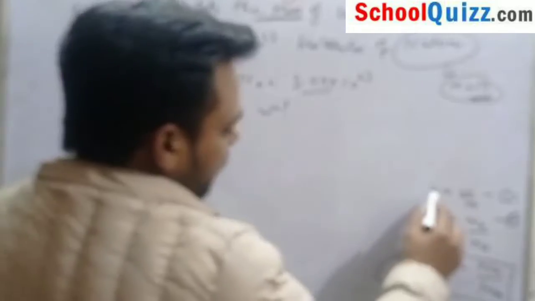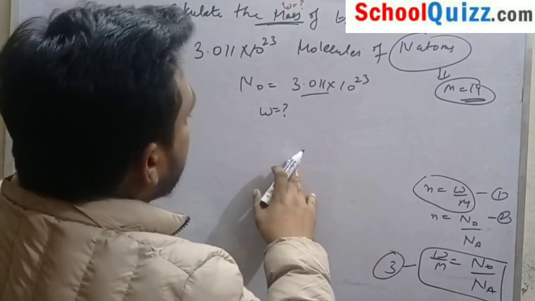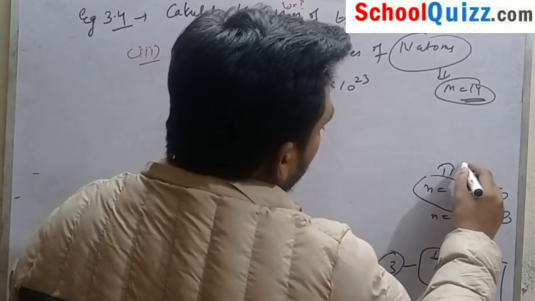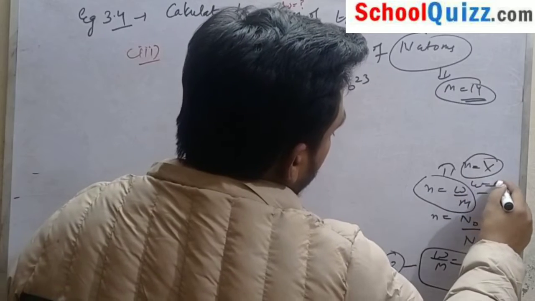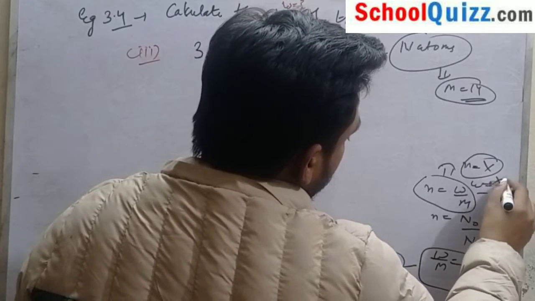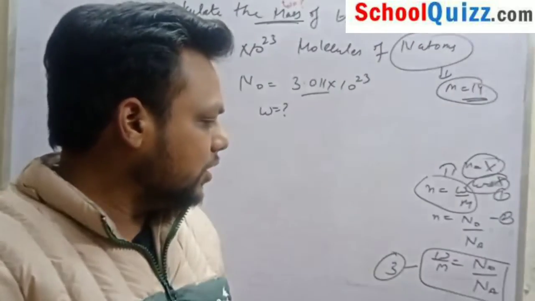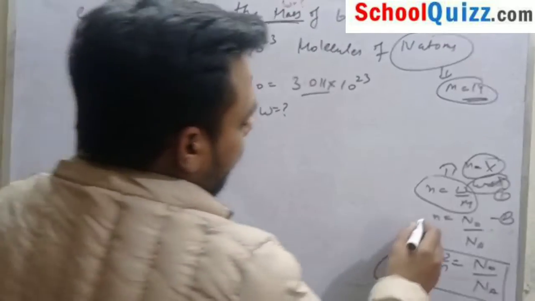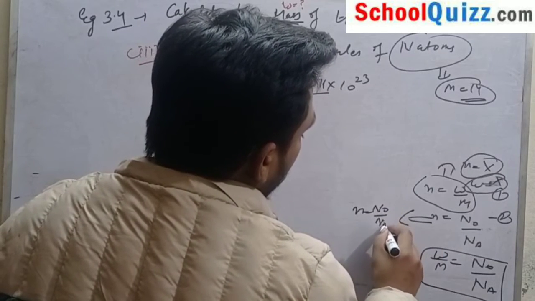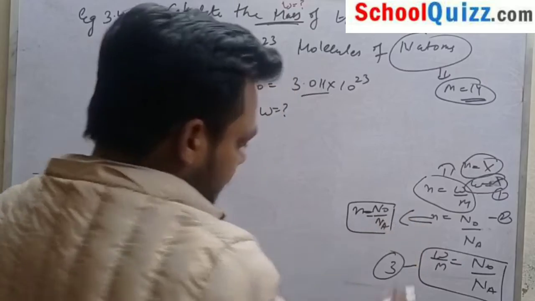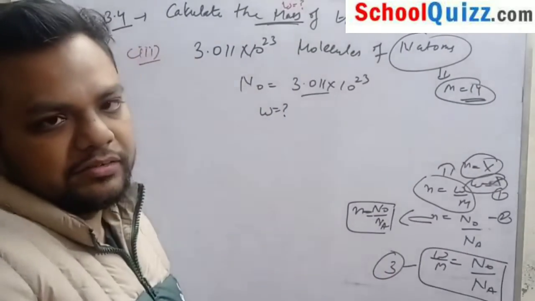Suppose we apply W upon M. We don't have the value of n, and we don't have the value of W. So how can we apply the formula? We can't apply formula number 1. Now we will move to formula number 2, that is n equal to N naught upon Na. Now we have to calculate W, and in that case W is not here.